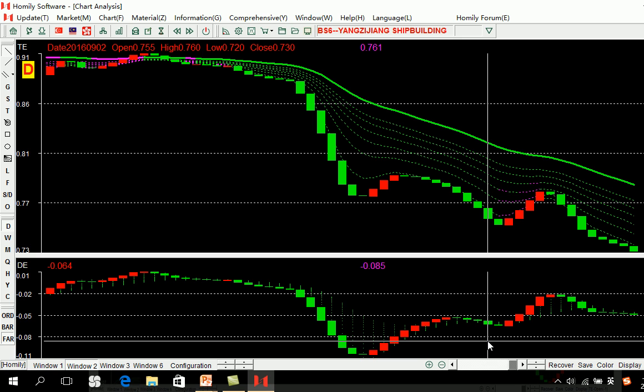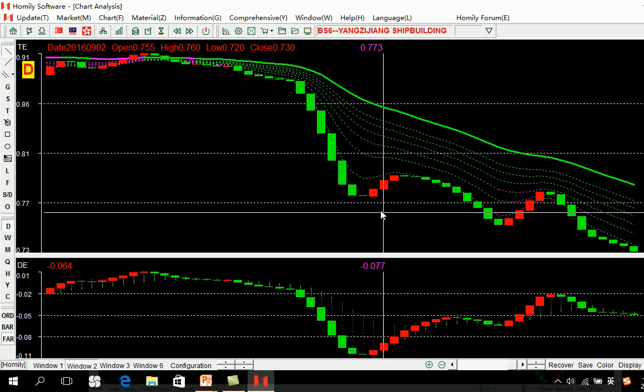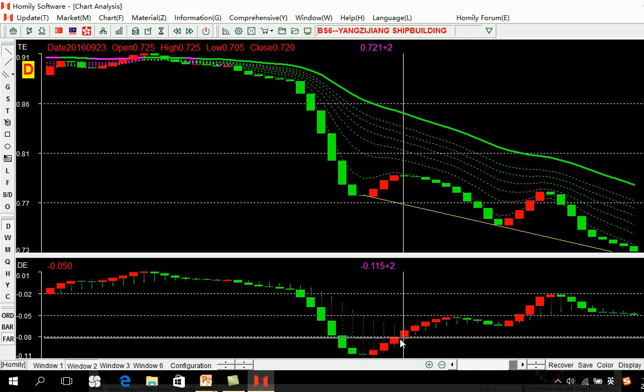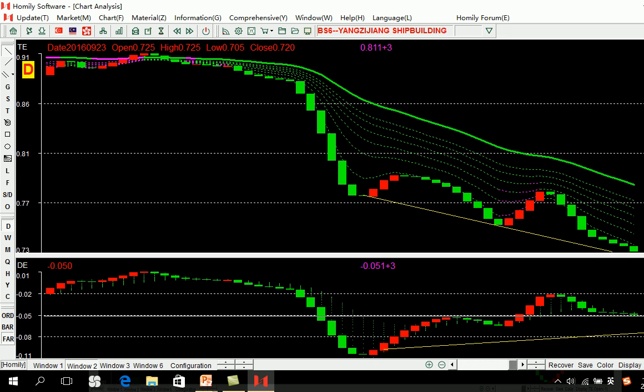So how about this stock? Here, a new high. But we cannot confirm that this is the top deviation because the low point didn't appear. Okay, so we can see the next one.